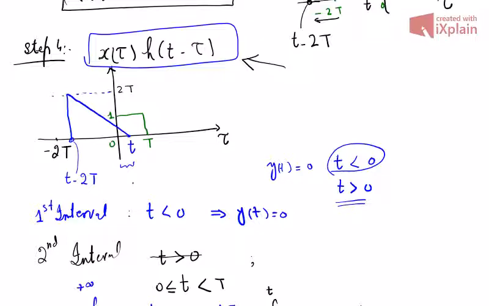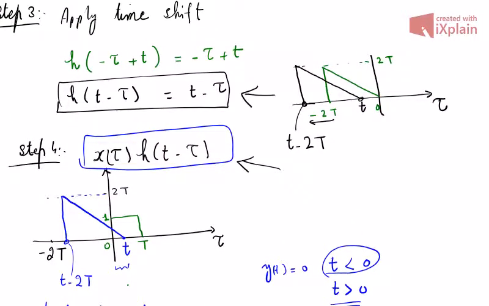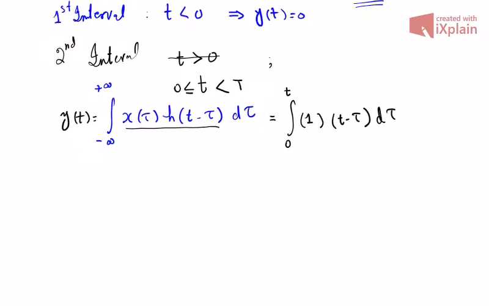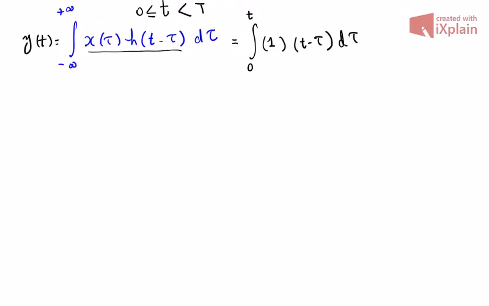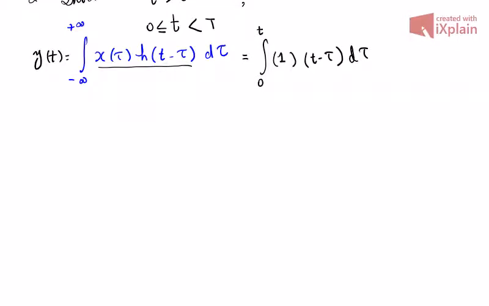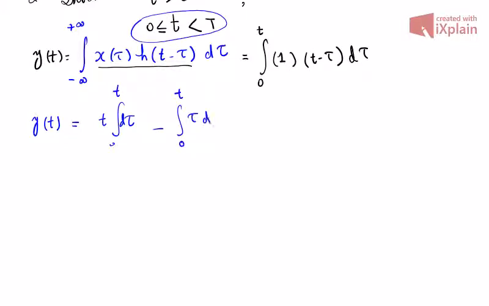This is the equation which we have to use, h of t minus tau. So we have to evaluate this integral. Let's find the integration for this range. When t is between 0 and capital T, we can find our y of t. Keep in mind the variable is tau, so we can split it into two integrals: the first from 0 to t of t d tau, and minus the second integral of tau d tau.